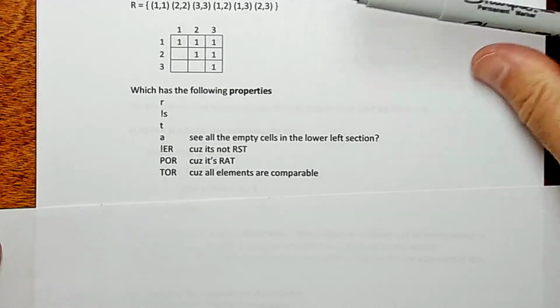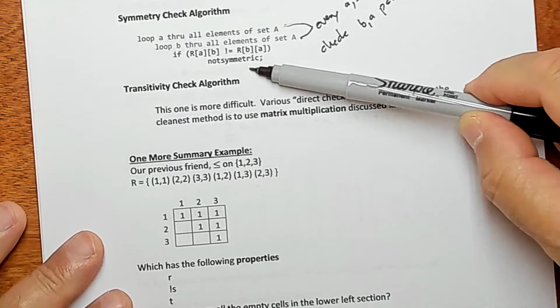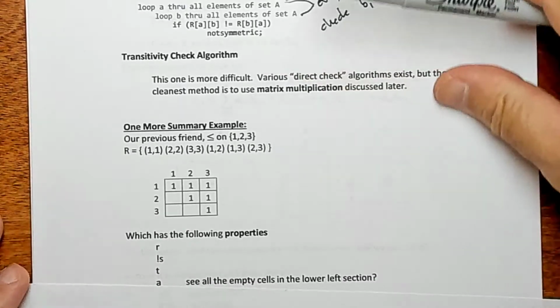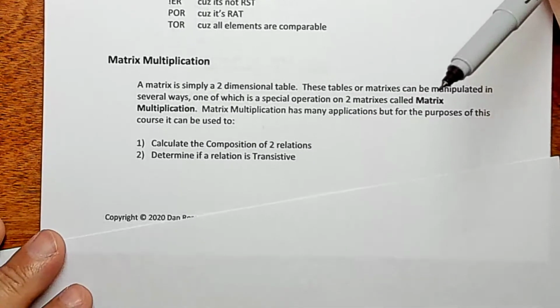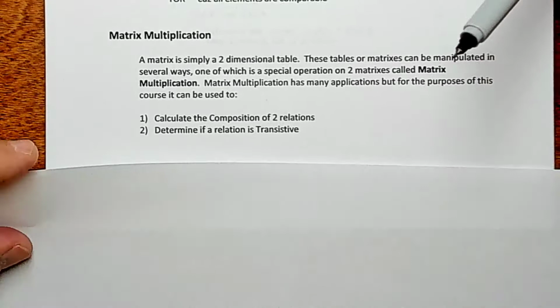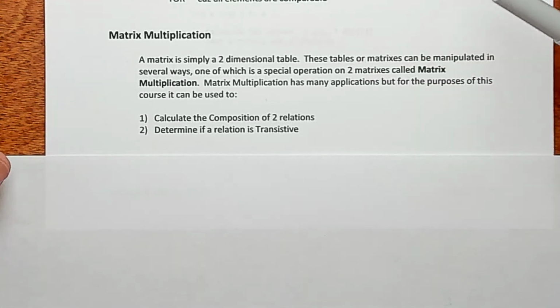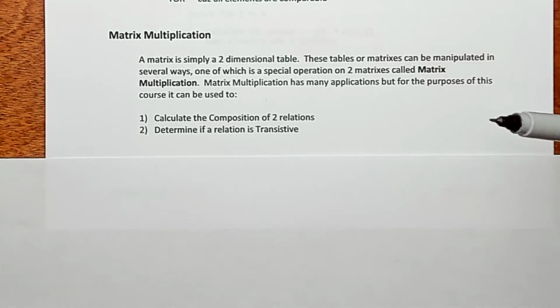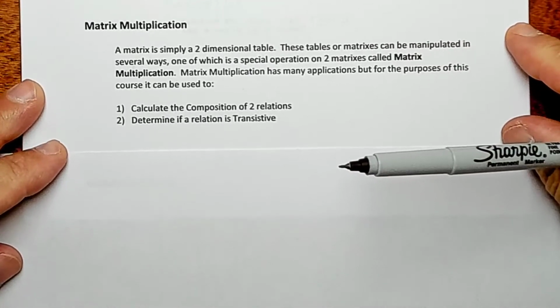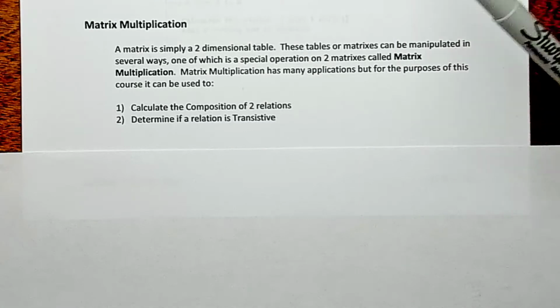All right, look, to do transitivity, we need a better algorithm. Let's look at that. Our algorithm is matrix multiplication. Some of you may have seen this in one of your math classes along the way. Hopefully you have, but if you haven't, don't panic. It's a little tricky, but not too hard.